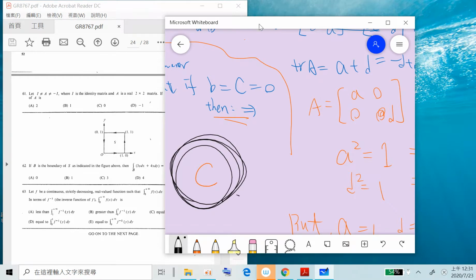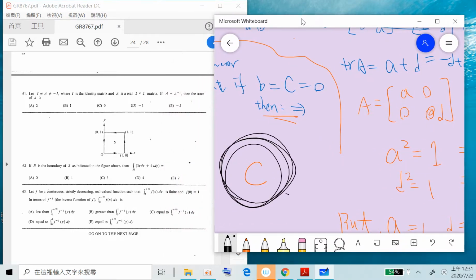This is an amazing problem, I think. It's okay. So 61 is the number. The answer is C. Answer is C.